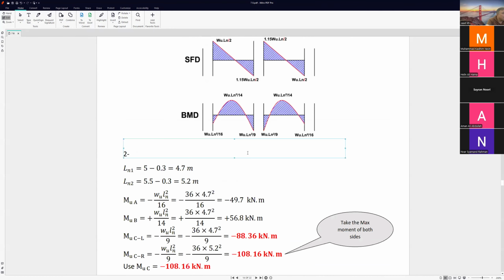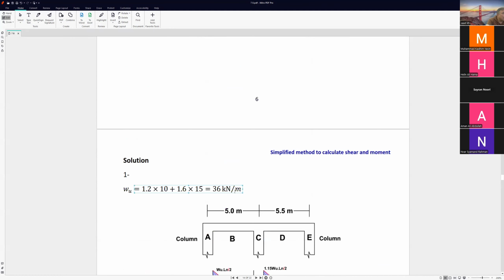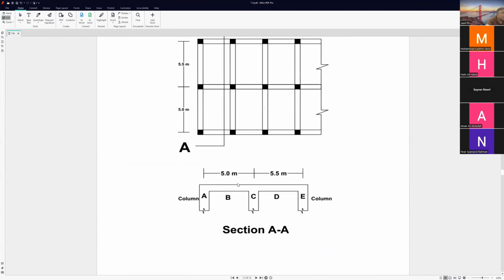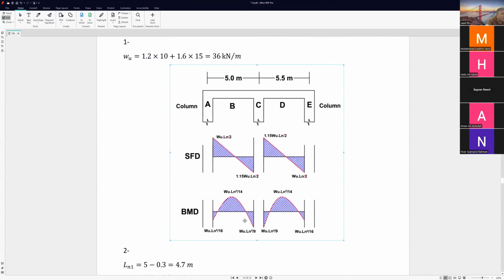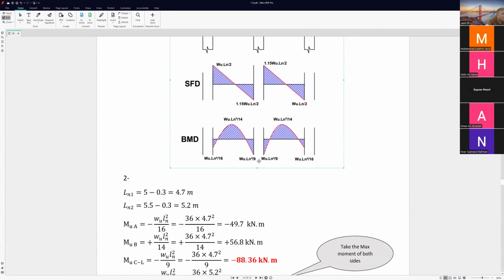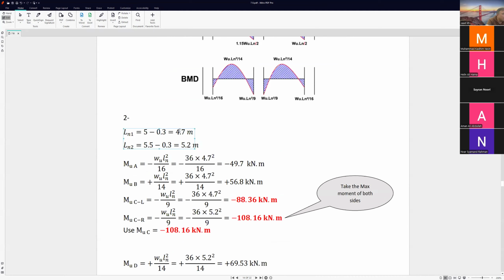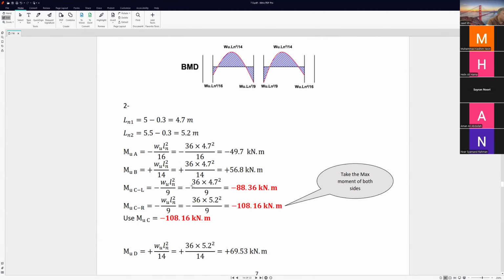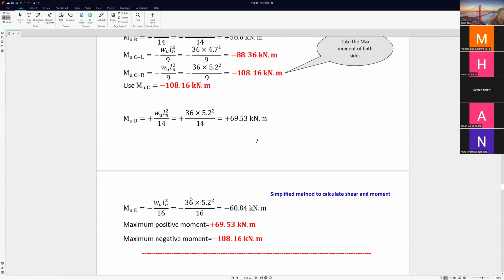So here we have the moment. But this moment is the same as this one. It's two span, but the span length here we have 4.7 and here we have 5.2. So we should take the average. We should take the average moment. Here we will take the average moment.